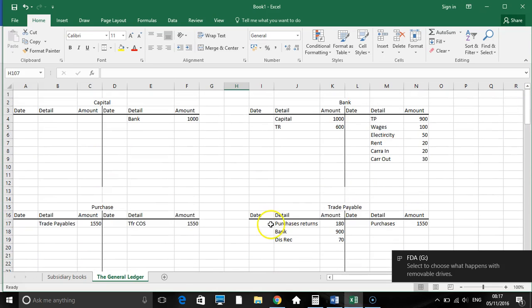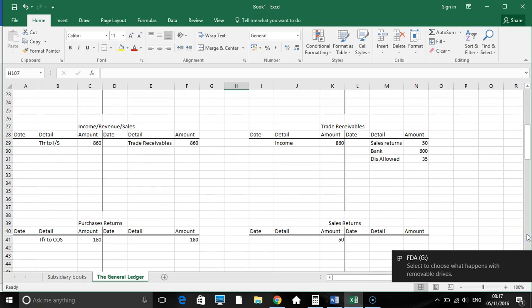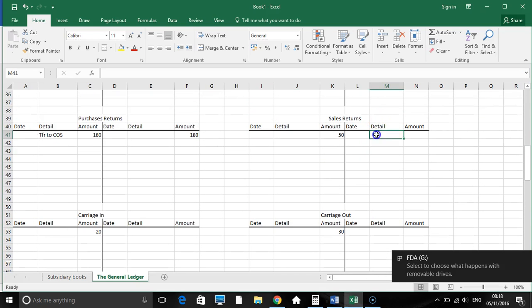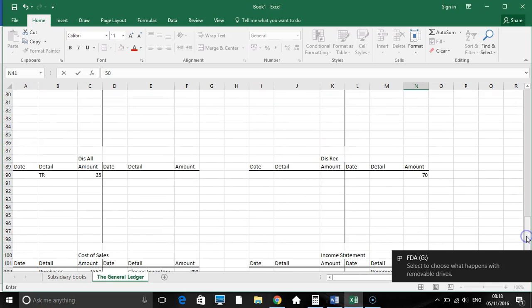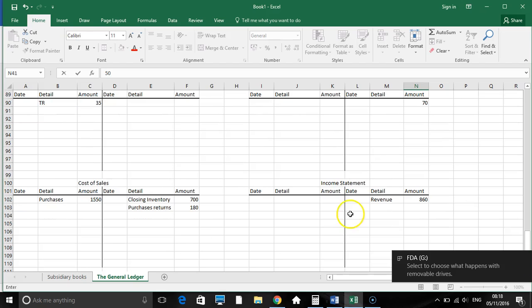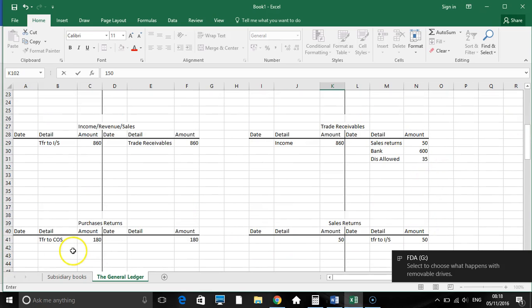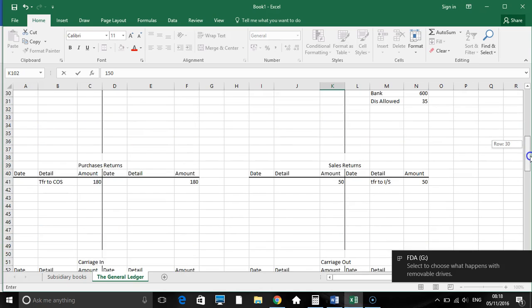Who's next? So we've done this, we're happy here. We'll transfer sales returns. We'll go straight to the income statement. Transfer to the income statement. 15. Returns. And 50. And then, so that's done. These two are done. Who is next?